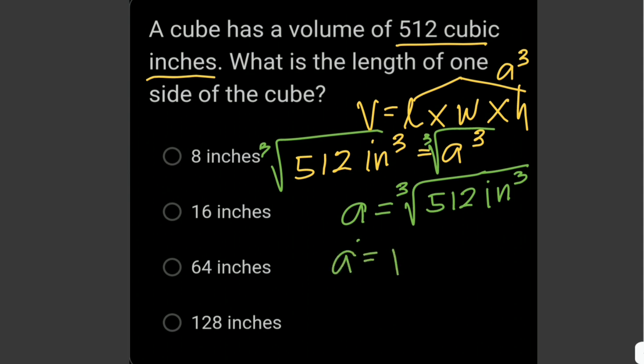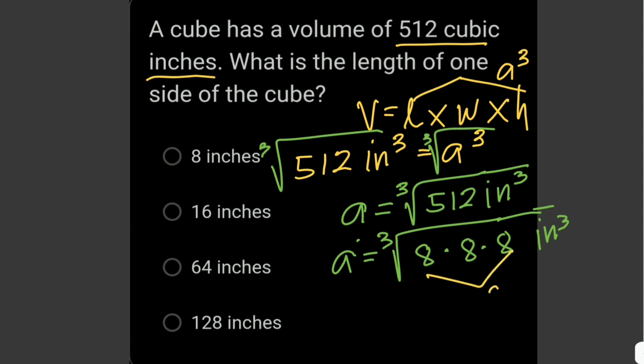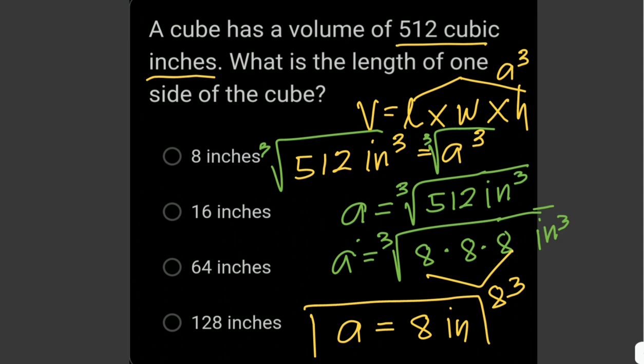512, we can write 512 as 8 times 8 times 8, which is just 8 cubed, and the cube root of 8 cubed is just equivalent to 8. Therefore a is just equivalent to 8 inches. So the length of one side of the cube is equal to 8 inches. So the answer here is this one.